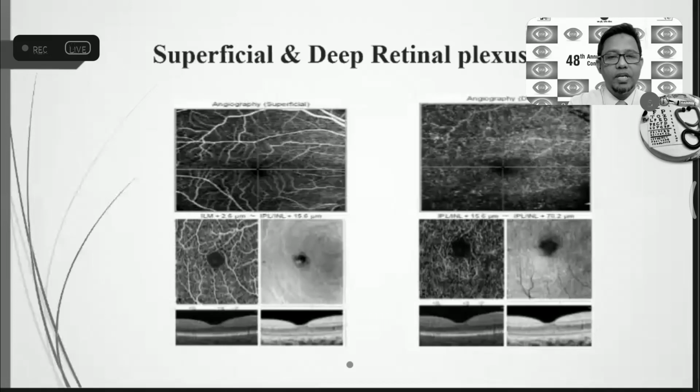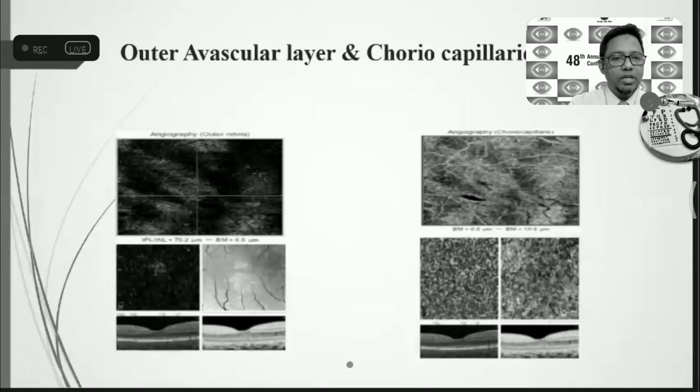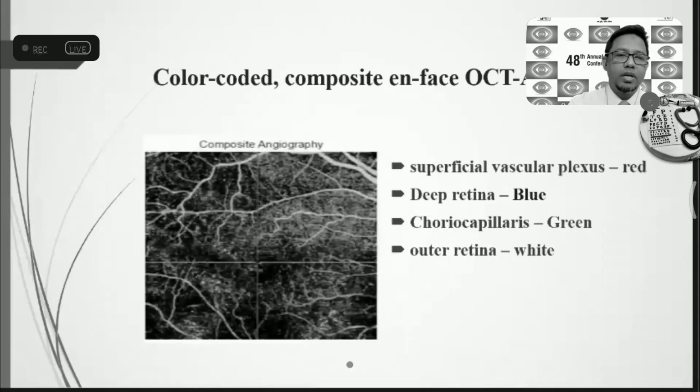This is the superficial and this is the deep retinal capillary plexus. This is the outer avascular layer on the left side and on the right side the capillary layer. This is the color-coded composite OCT angiogram. The superficial layer is the red color, the deep retina is the blue color, the choriocapillaris is the green color, and the outer retina is the white color.